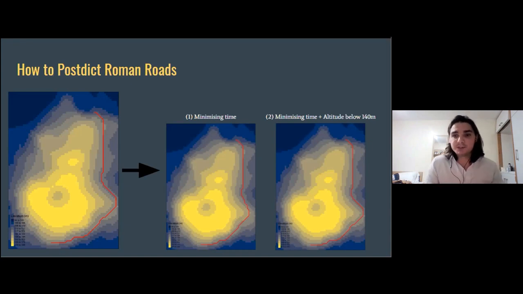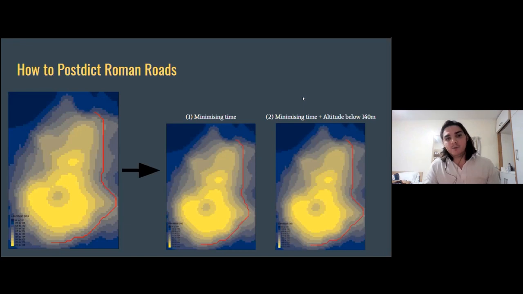The first of the two images on the right shows a simulated road where the only factor is a minimization of time. So from your origin and destination, it maximizes the speed at which you can travel. Whilst the second includes the minimization of time, but also requires the altitude to be below 140 meters. If a simulated road shares a similar route to the known road, this could suggest that the factors incorporated within the model reflect the factors that influenced the route of the known road.